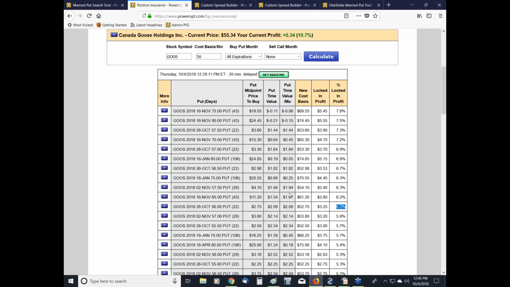What did we learn today? It's not cost effective to buy. It's cheaper, and you can lock in a higher gain, but you're not planning on exiting in October. If you're planning on exiting in 22 days, you might as well just liquidate now and take the 10% gain in this example, rather than pay more money to lock in 6.2.